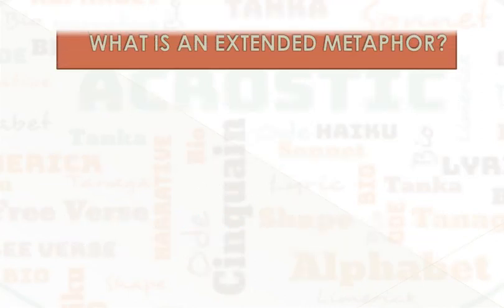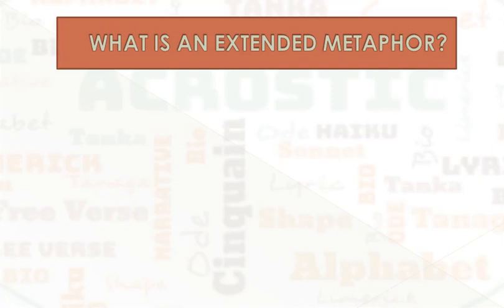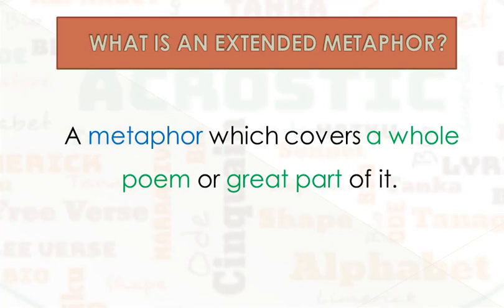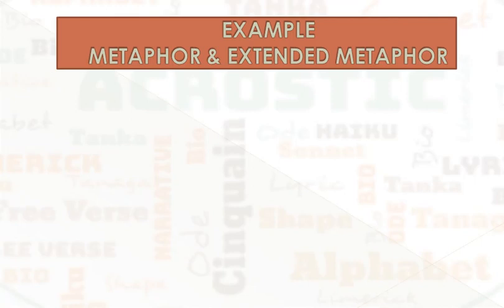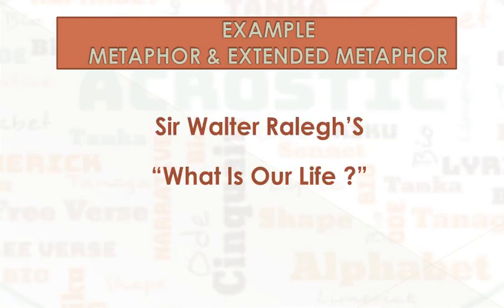Also, in the previous lecture, we defined an extended metaphor. So, what is an extended metaphor? Actually, it is a metaphor which covers a whole poem or great parts of it, like in our poem today. As a vivid example for the use of metaphor and extended metaphor in poems is Sir Walter Raleigh's What is Our Life? Nevertheless, the important question here is: how are metaphor and extended metaphor used in this poem?